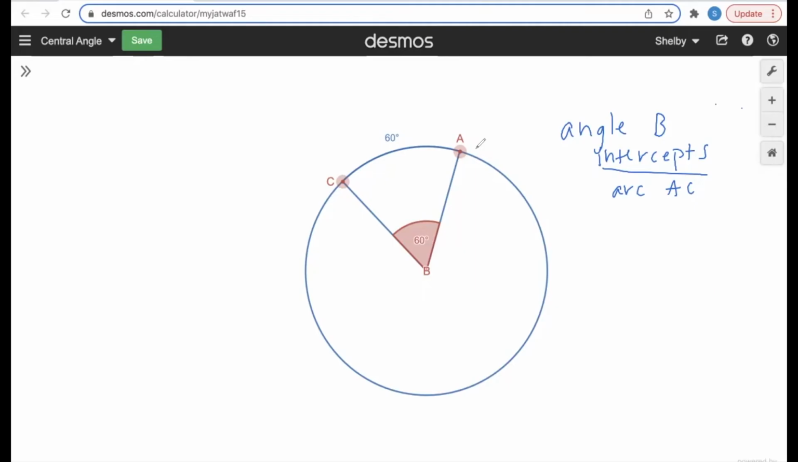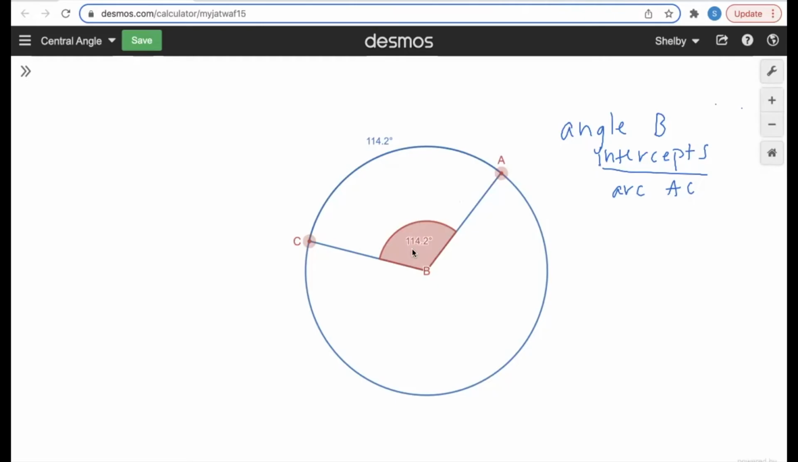And on the screen, we can also see the measure of this angle, that it's 60 degrees. And just like we can measure angles in degrees, we can also measure arcs in degrees. And so this arc is also 60 degrees. And then when I move around points A and C, so if I click on one of these, I can change the size of the angle, which also changes the size of the arc. So what do you notice is the relationship between the measure of the central angle and the measure of its intercepted arc?